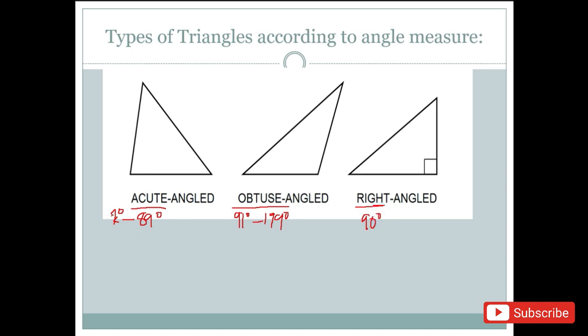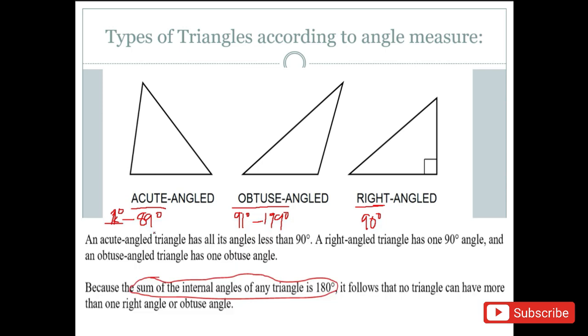Okay, let's continue. So here is the definition. An acute angle triangle has all its angles less than 90. So as I said here, these are the choices you could get: 1 degree to 89 degrees. Right angle is exactly 90 degrees. Obtuse is more than 90, so that's 91, and less than 180, so 91 to 179 degrees.